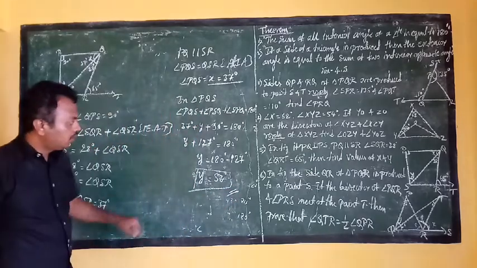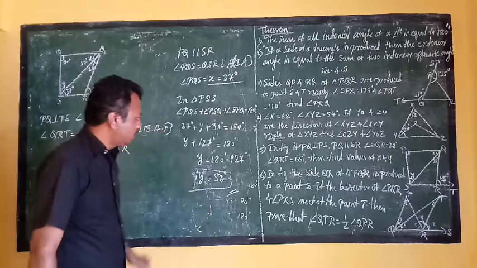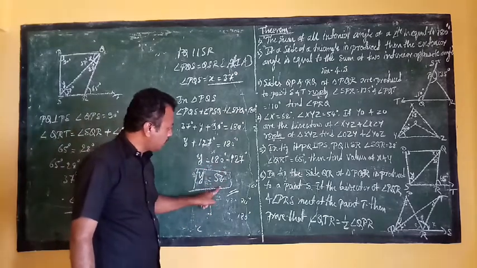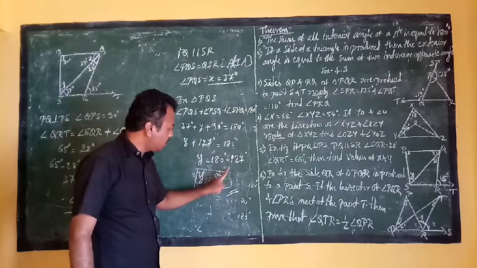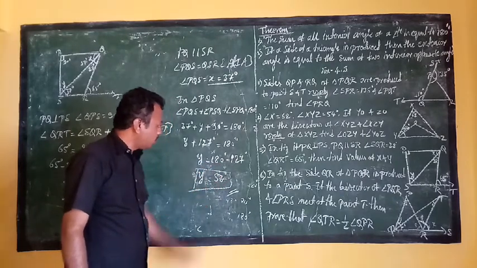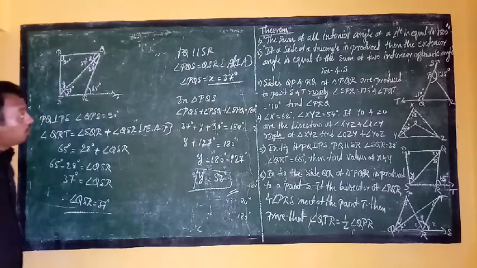Understood? So like this we have to calculate the value of X and the value of Y. Understand students? 180 minus 127, is it right? 10 minus 7 is 3. Here remaining 7. 7 minus 2 is 5. 1 minus 1 is 0. Okay, right. 53 degrees. Got it? So like this we have to calculate.